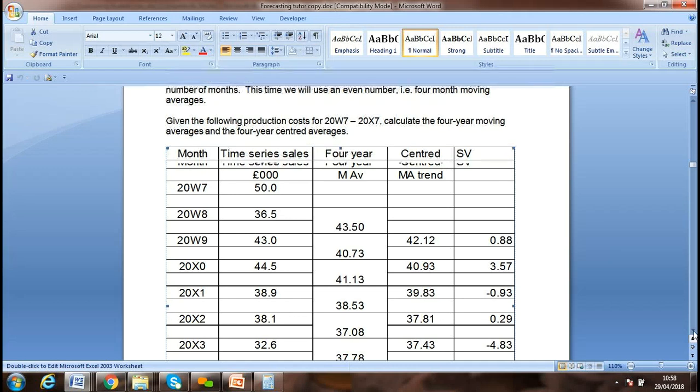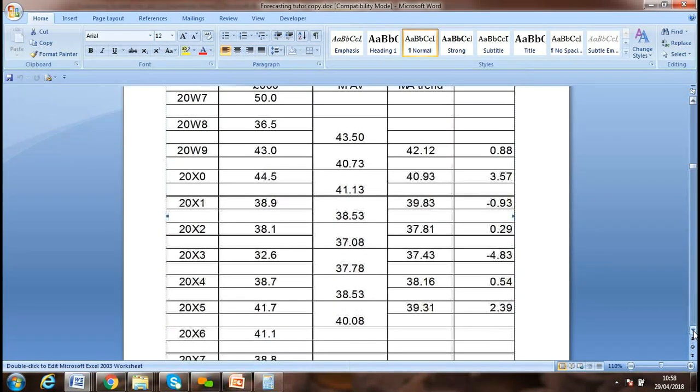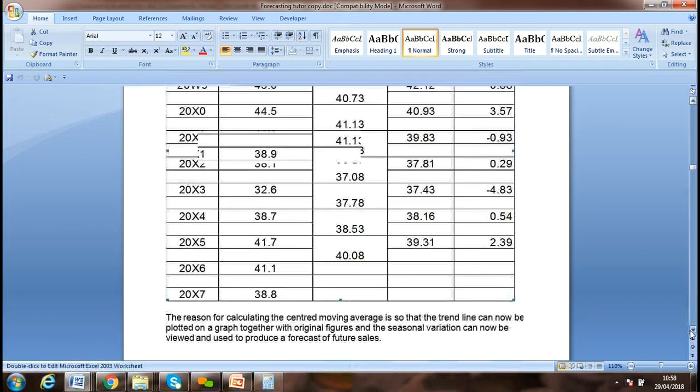So that will be a slightly different figure now. You see there? So how did we get 42.12? The centered MA trend: 43.5 plus 40.73 divided by 2. The 2 means the midpoint, like a median. Then 40.5 plus 40.73 divided by 2. That will give you the midpoint. That's the seasonal variation by moving averages and the midpoints.